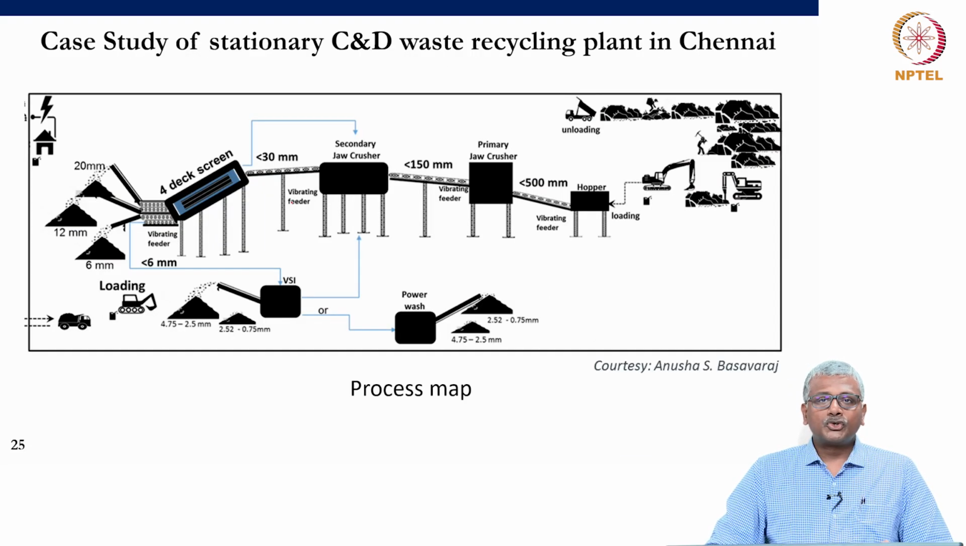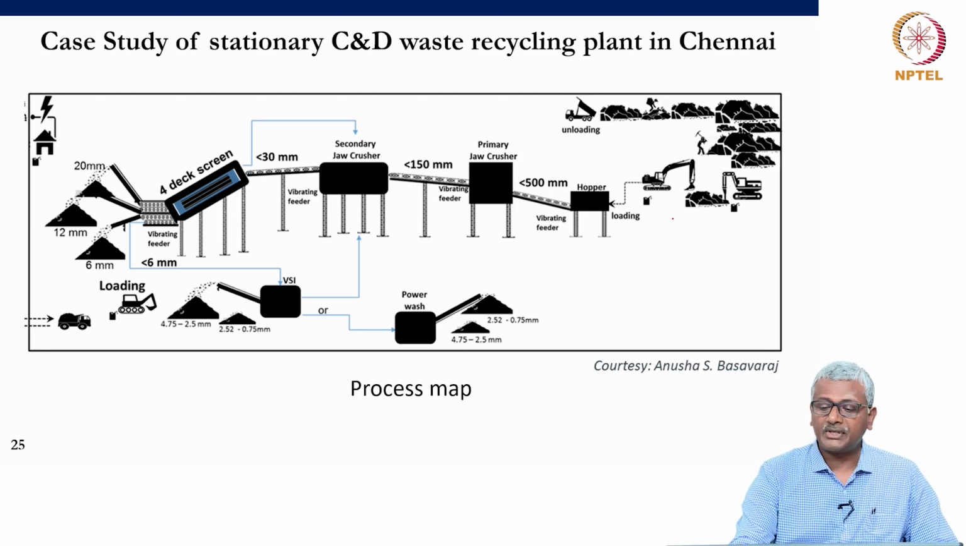Now, just to show you a case study of a stationary C&D waste recycling plant in Chennai, just to give you an idea about what type of waste was getting collected, and so that you have a clear idea about how this type of waste is getting segregated. So, this is a process map.